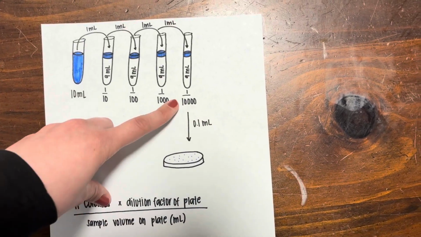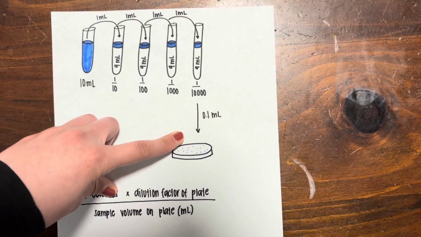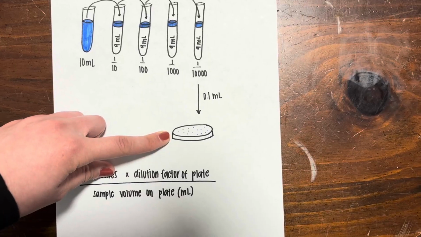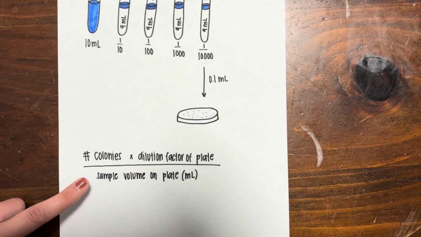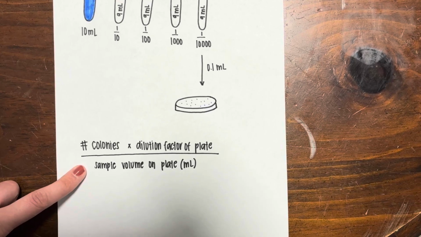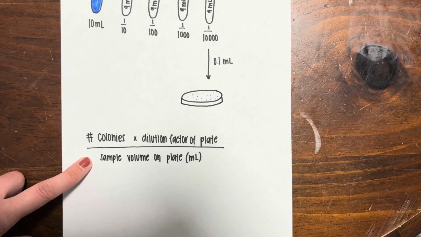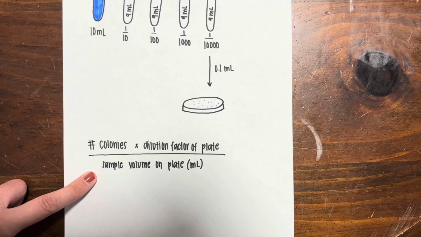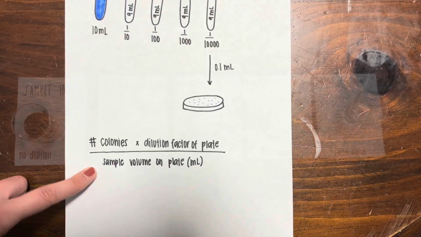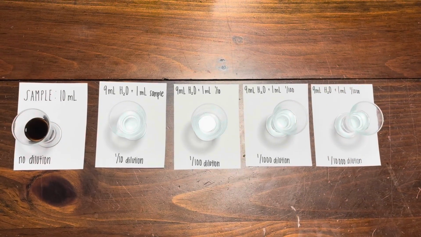And so we will transfer 0.1 milliliters onto a spread plate that will grow a certain number of countable colonies on them. And then we will take the number of colonies on that plate times the dilution factor of the plate and divide it by the sample volume on the plate to get the number of colony forming units per milliliter. This is the serial dilution setup.